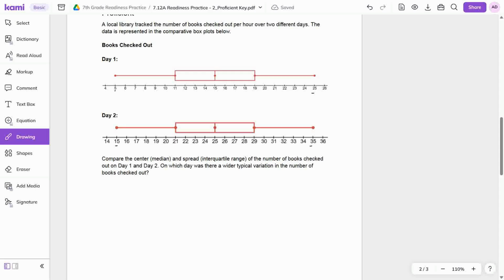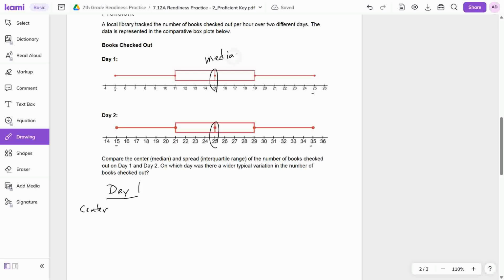Okay, so we're going to compare the center and the spread of the number of books checked out on day 1 and day 2. So day 1, all right, so let's come up with a center. Now when we're talking about the center, we can talk about the mean or the median. You can't really get the mean from a box plot because we don't have individual data points, but we can get the median. The median is going to be right here. That's going to be our median.